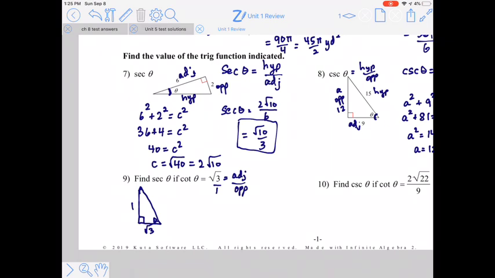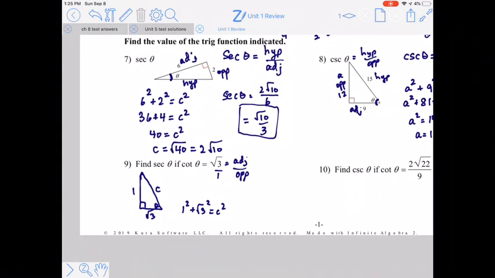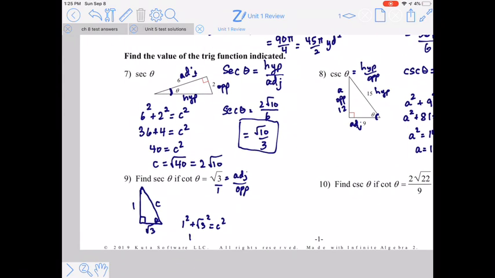And then we're supposed to find the secant. And remember, the secant is hypotenuse over adjacent, so we don't know the hypotenuse. So we need to find that using Pythagorean Theorem. 1 squared plus square root of 3 squared equals c squared. So 1 plus 3 equals c squared, which means c squared equals 4. So c equals 2.